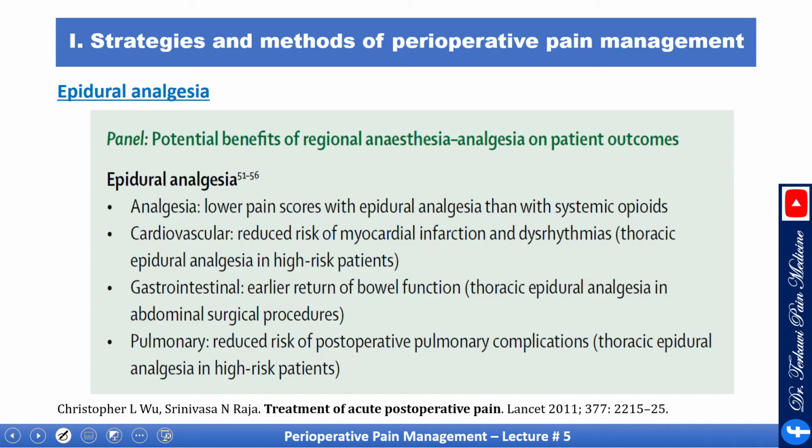Advantages of epidural: greater analgesia, so lower pain score with epidural compared to systemic opioid. Cardiovascular, reduced risk of myocardial infarction and dysrhythmia. GI, earlier return of bowel function compared to, again, systemic opioid. Pulmonary, reduced risk of postoperative pulmonary complication.